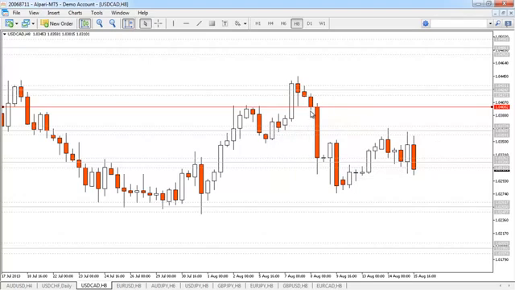So the fact that sellers were able to break this low, it tells us two things. They've made a new low. They've broken the low of the indecision candle. They made a new low, which is significant, tells us they're in control. And then they've also broken a psychological level, which again tells us, hey, sellers are in control of this market.